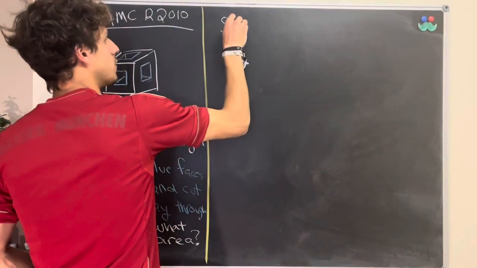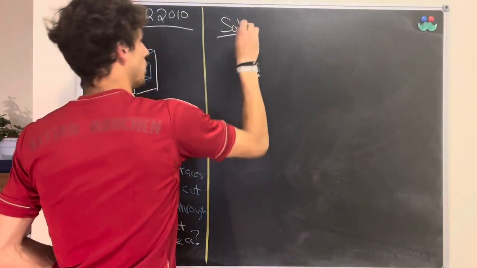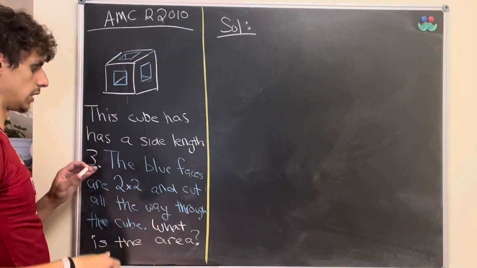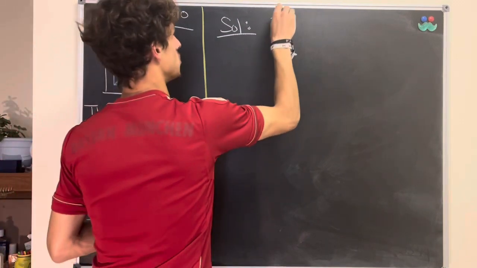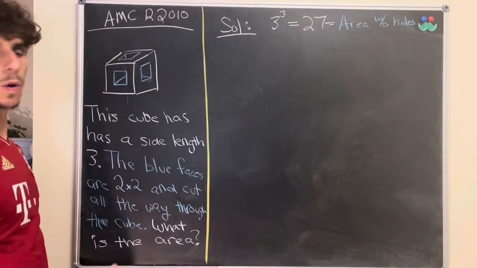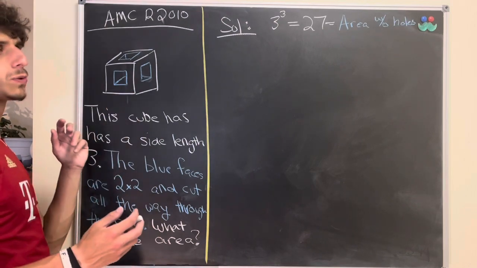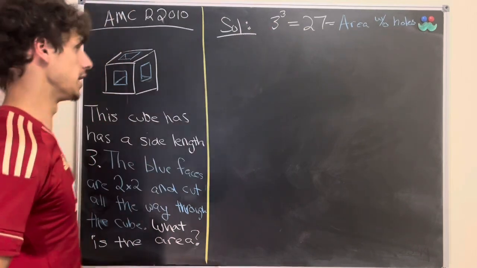First, what I want to do is find the area of the cube without the holes in it. I think that's pretty self-explanatory. So that'll be 3 times 3 times 3, or 27. So what we're going to do is take the area of the holes and subtract them from our initial total area of 27.